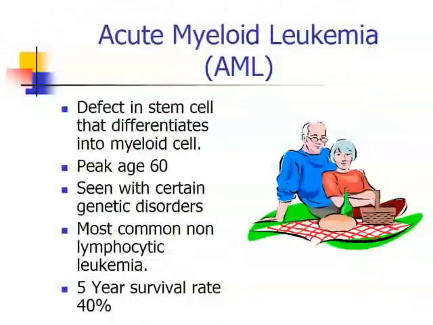Clinical manifestations are fever, infection, and neutropenia, weakness and fatigue from anemia, and bleeding tendencies from the thrombocytopenia. Complications include bleeding and infection. It's treated with chemotherapy. Bone marrow transplant is an option, and they do tend to have a 5-year survival rate of about 40%.